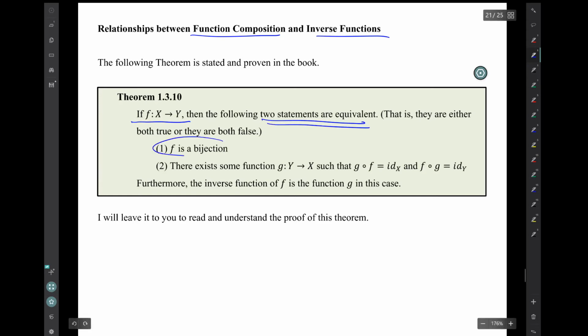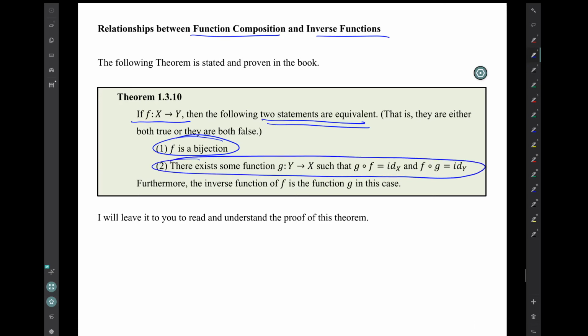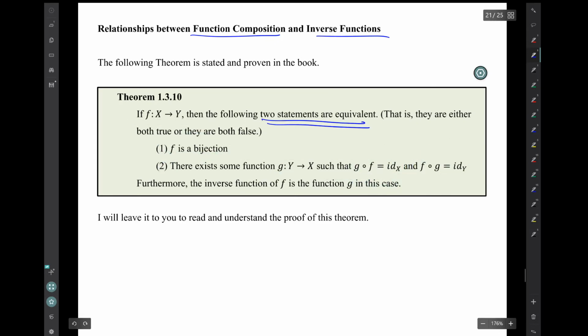The first statement is this: f is bijective. The second statement is this: there exists some function g such that these two equations are true. These two compositions work this way. g composed with f is this identity map, and f composed with g is this identity map. The claim is 1 if and only if 2.